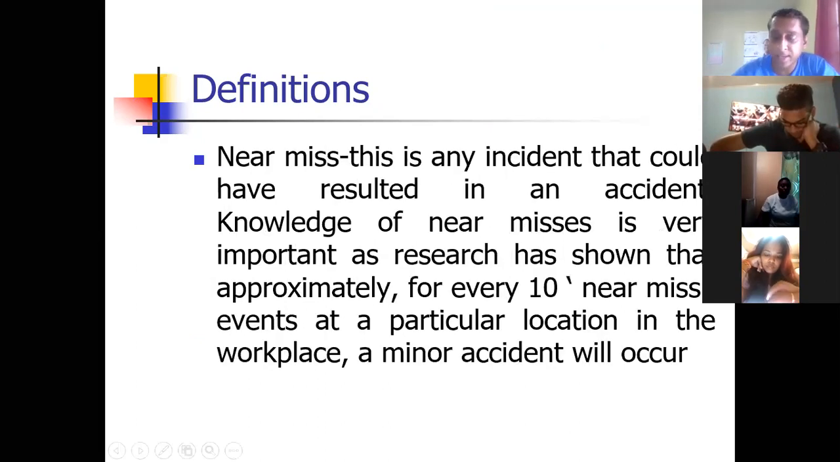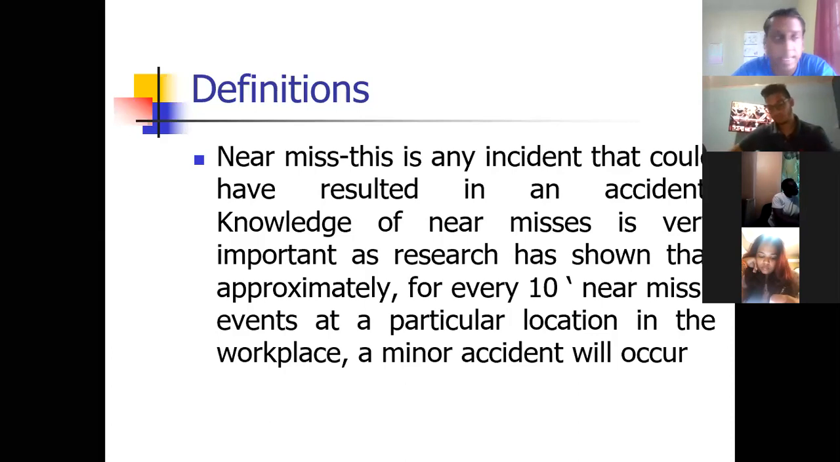Next slide, we have what is a near miss. This is also called an incident. A near miss is an incident that could have resulted in an accident. A lot of people know that from the word itself, near miss. It is something that had the potential to cause an accident, but it did not cause the accident, right? That's why they call it a near miss. Some people refer to it as an aborted accident, or an accident that almost occurred.